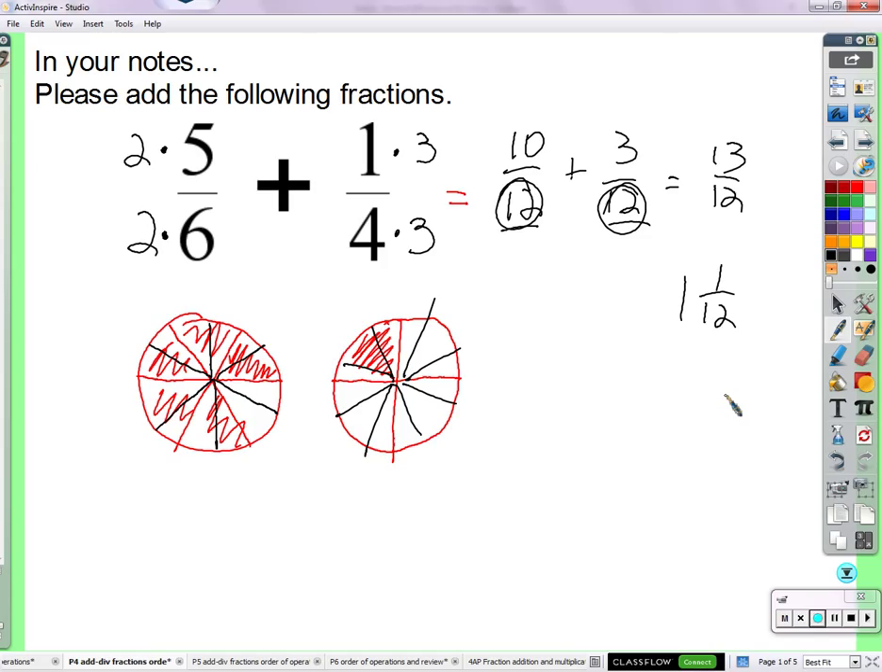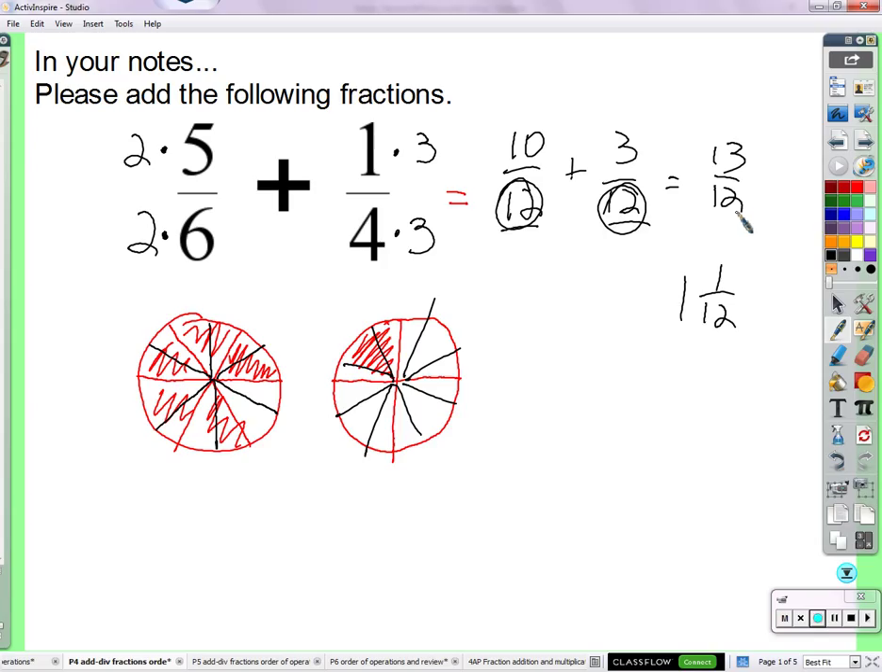So even if we did that on the test, unless I ask specifically for you to write it a certain way, if I just say, add these, and you give me one of those, that's fine. So why wouldn't it be wrong if we just didn't put it into, so if it's an improper fraction, why wouldn't it be wrong? Why is this not wrong?